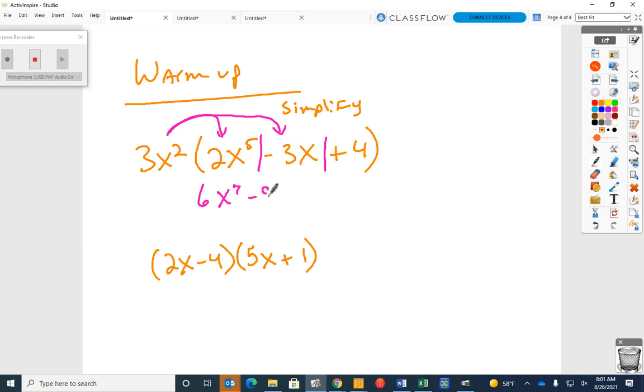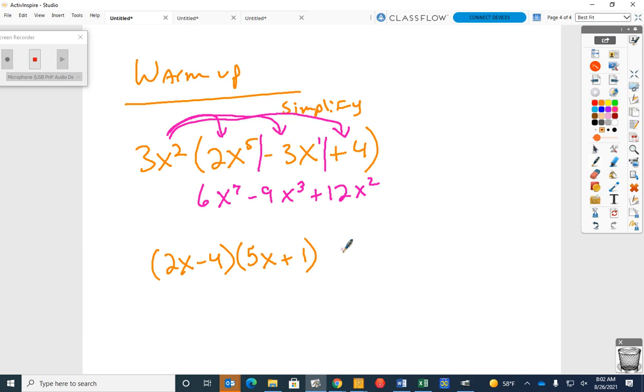Negative 9. Negative 9, and x to the second times x to the... what is it, guys? First, so what's that going to give me? X to the 3rd. X to the third, good. And 3x to the second just times 4 would give me what? 12. What kind of 12? Plus 12x to the 2nd. Good. How many of you guys got that one right? Excellent. That's very good.